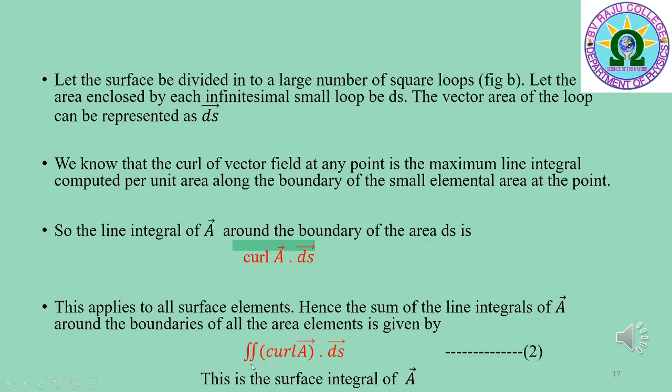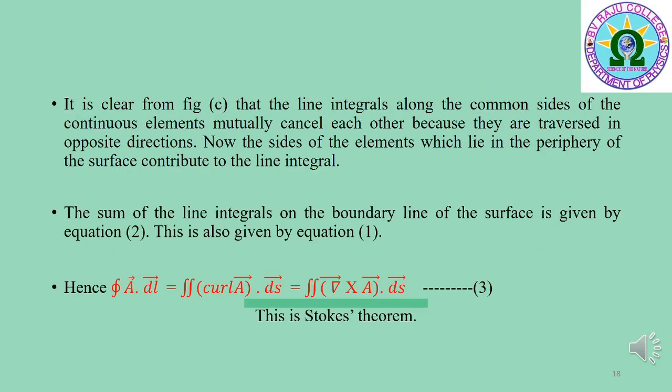That is, the surface integral of curl A bar dot ds bar, that is the double integral of curl A bar dot ds bar, is the sum of the line integrals of A bar around the boundaries of all the area elements. This is the surface integral of A bar. It is clear from figure C that the line integrals along the common sides of the continuous elements mutually cancel each other because they are traversed in opposite directions.